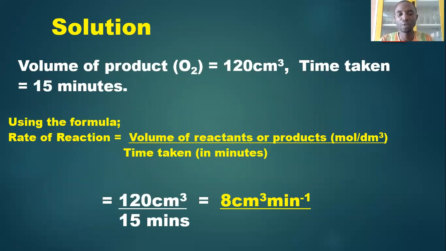Using the same formula, volume of the reactant or product all over time, you substitute, you are going to have 8 cm cube per minute. Volume was given to you, minutes was given, substitute. It could be volume, it could be mass all over time taken, depending on what is being given to you. It's very simple, and with that we have 8 cm cube per minute.